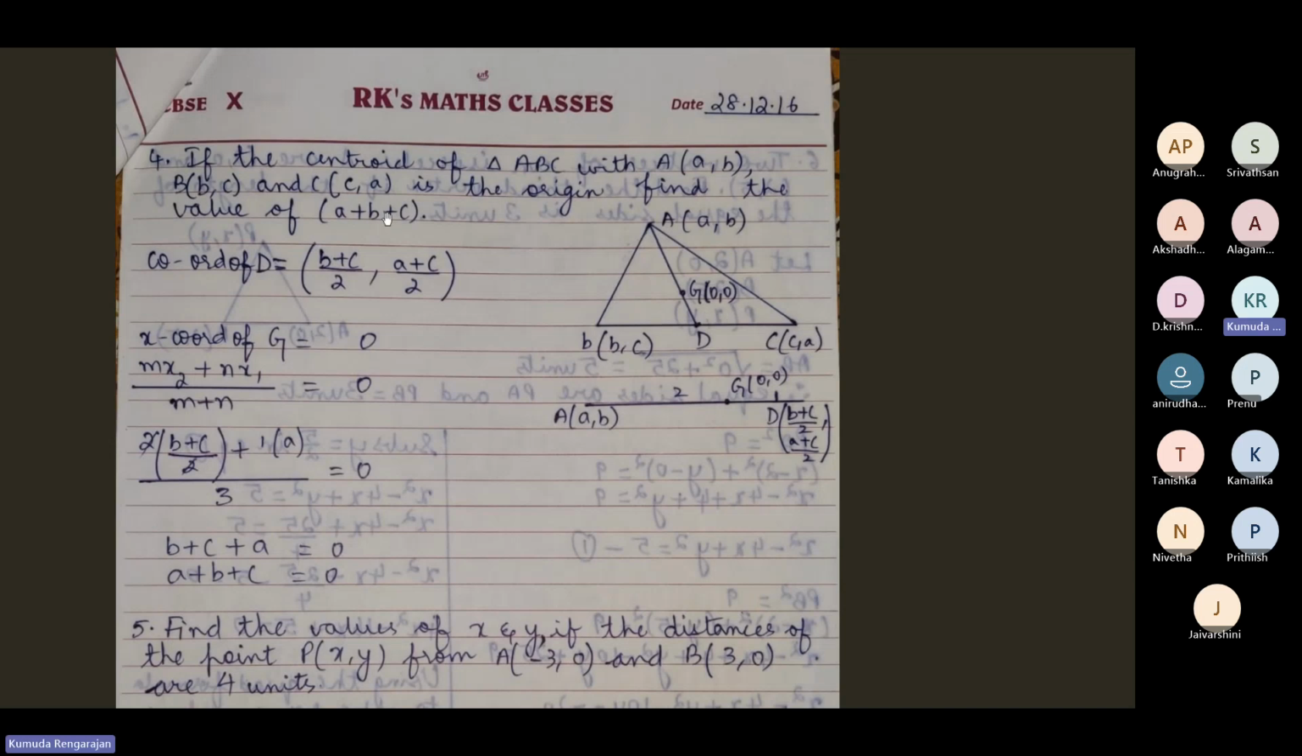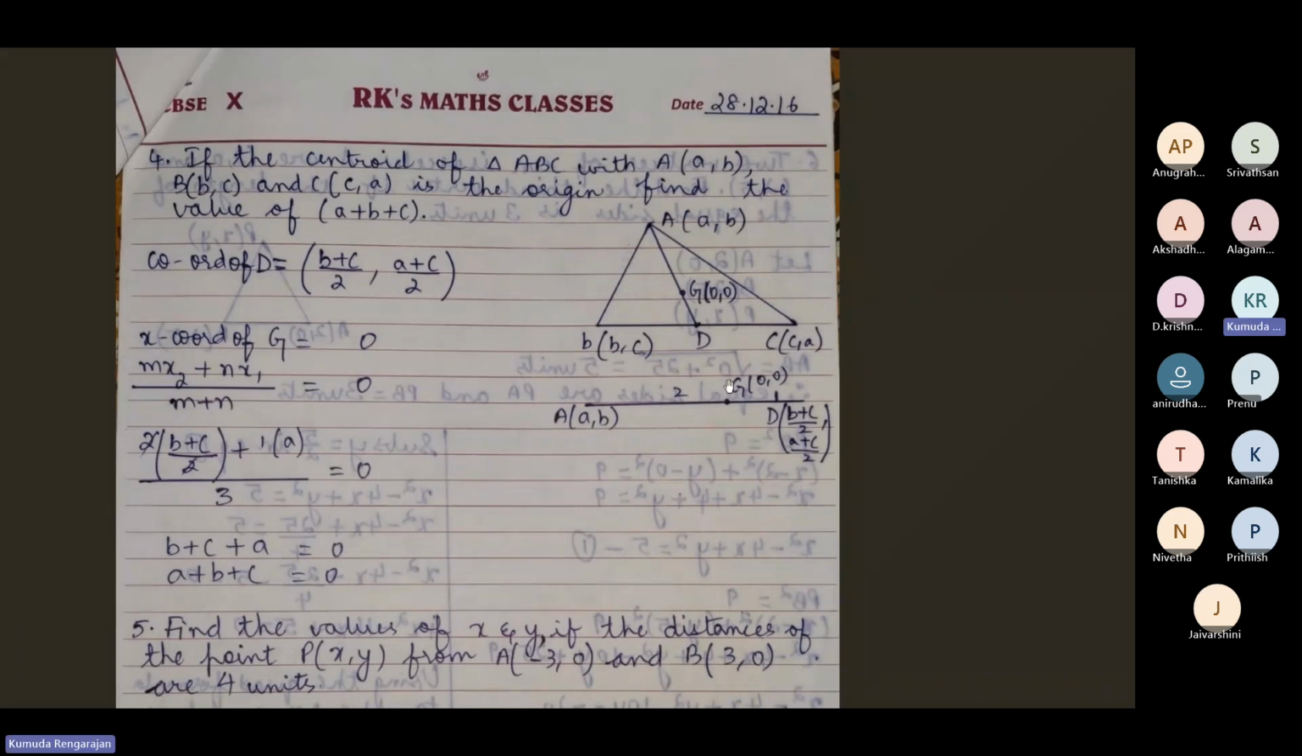Okay, so now we need to find the value of A plus B plus C. Now we know that D is the midpoint of BC. So you can find the coordinates of D using the midpoint formula. B plus C by 2, C plus A by 2. And we know that the centroid divides the median in the ratio 2 is to 1. So you can see I've represented AD here horizontally. So this one, A comma B. This D is what? B plus C by 2, A plus C by 2. And centroid.